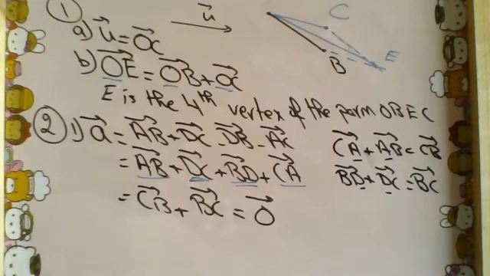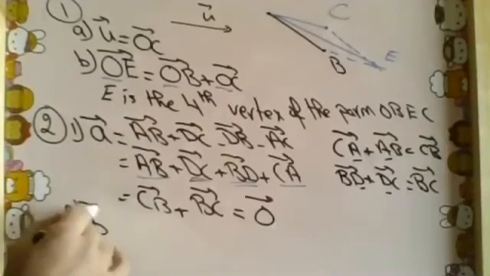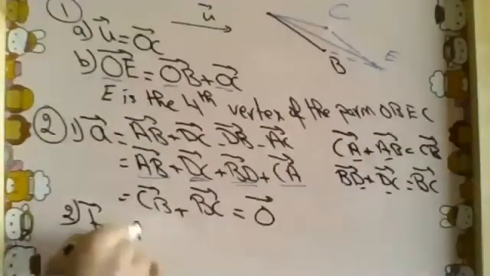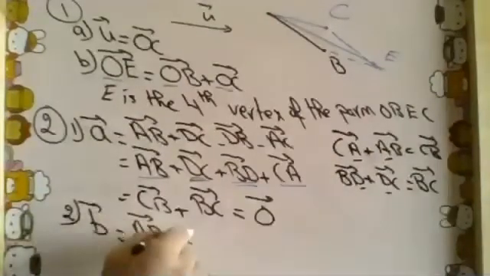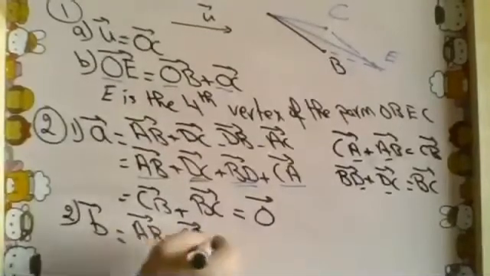Okay. Part B or part 2? Yes. Vector Part 2. B. It's AB minus CD. Minus AC plus BA.